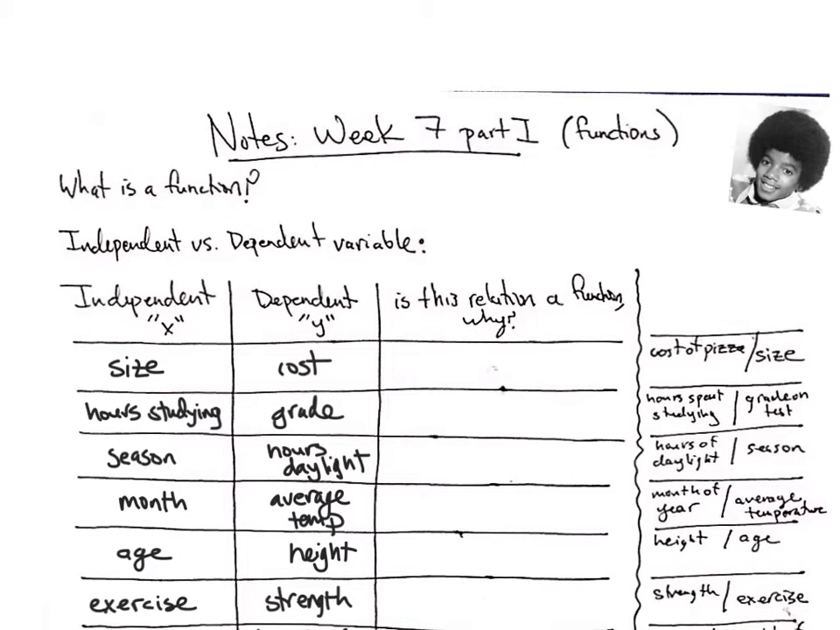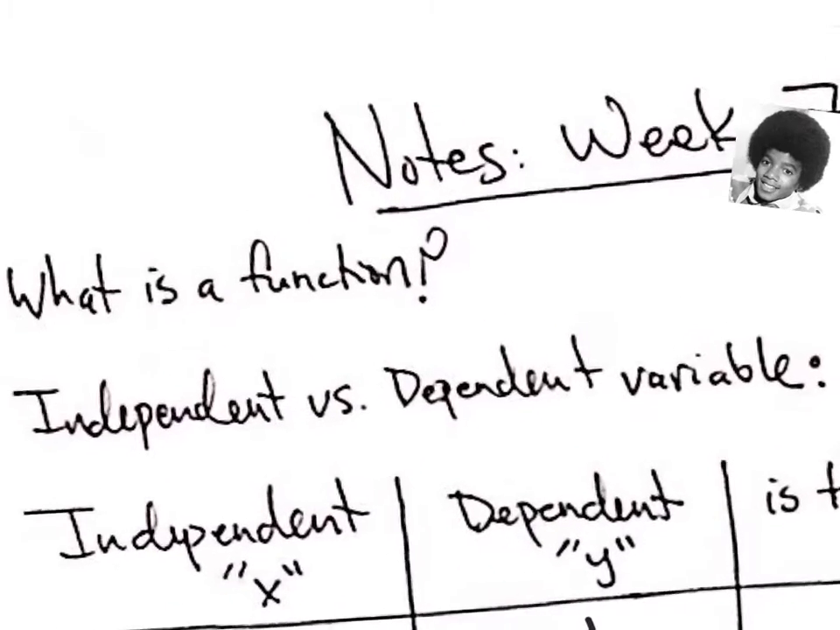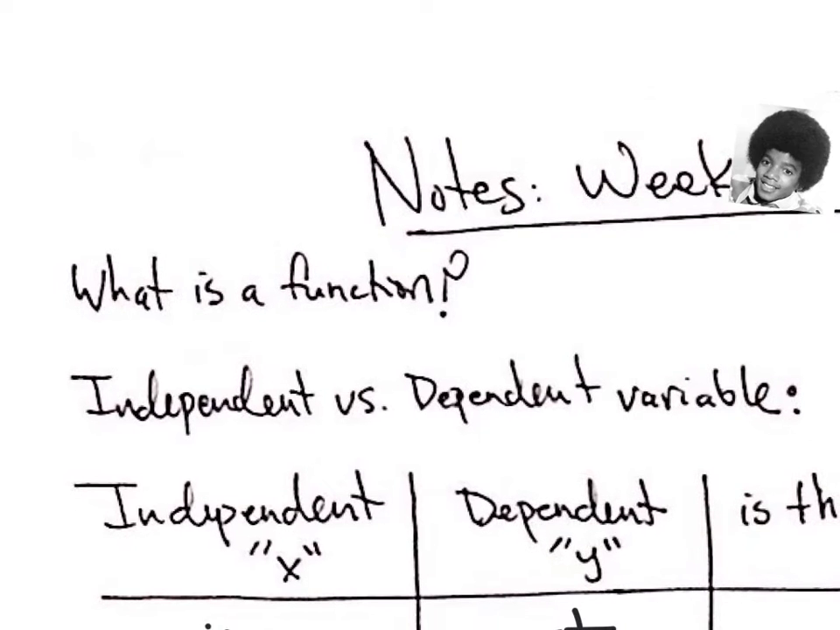All right. So in week 7, we're talking about functions. And first, let's talk about what is a function. Independent versus dependent variable. Okay, so a function is a relation, and by relation, we mean two quantities are related to one another.